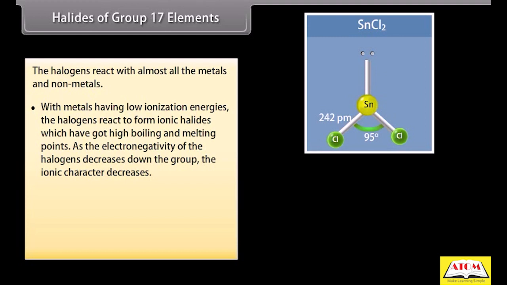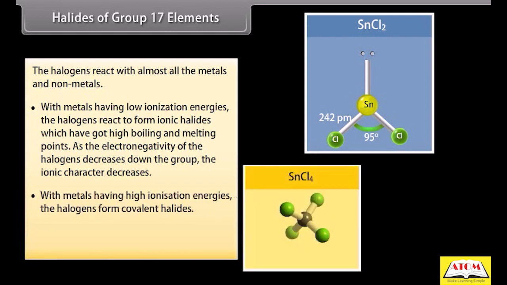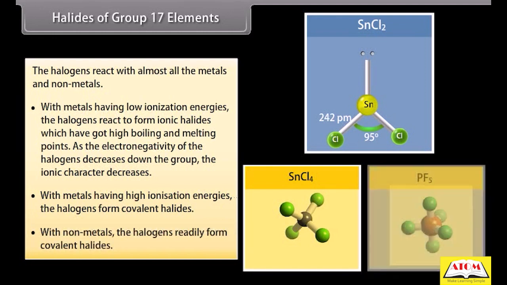For example, SnCl2 and PbCl2. With metals having high ionization energies, the halogens form covalent halides, for example, SnCl4 and PbCl4. With nonmetals, the halogens readily form covalent halides, for example, PF5 and PCl3.